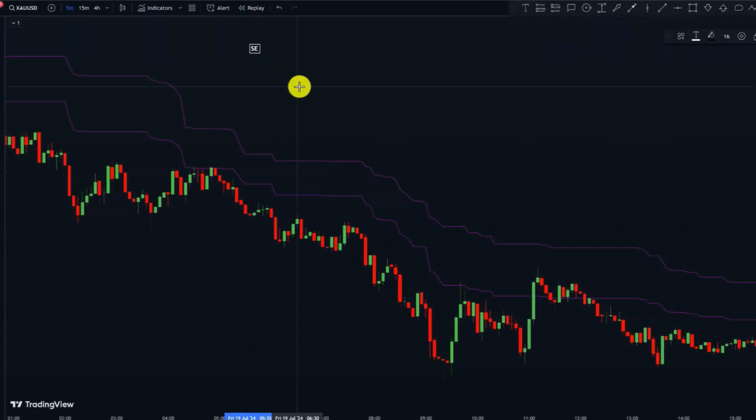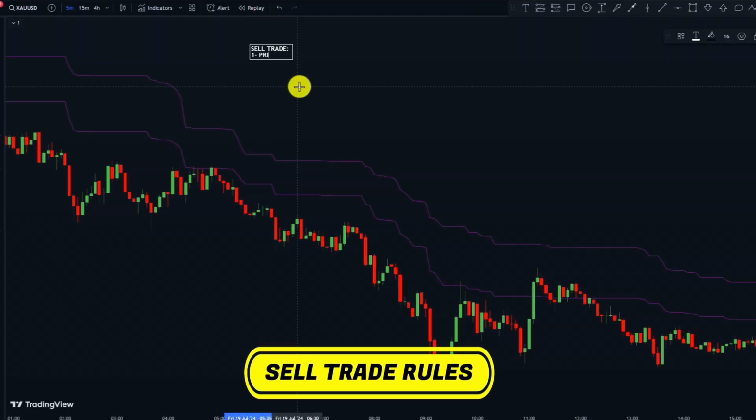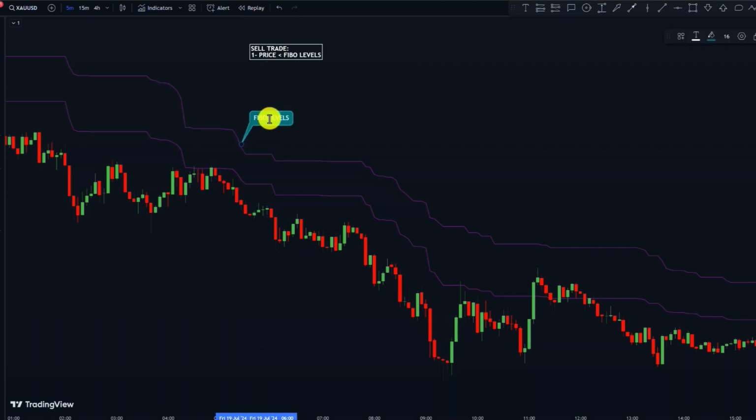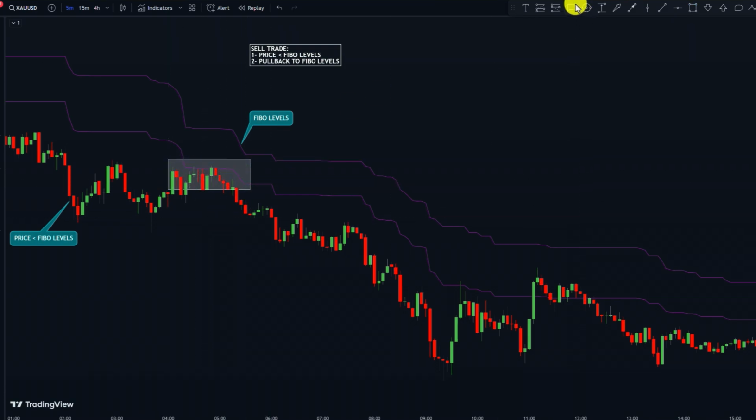Now let's get over to the sell trade rules using our indicators. When the price candles are below the Fibonacci levels, it indicates a bearish market trend. In this scenario, look for a retracement back up to the Fibonacci level. Once the pullback happens, identify the last swing low of the market. When the price breaks below the swing low, it signals a potential sell opportunity.